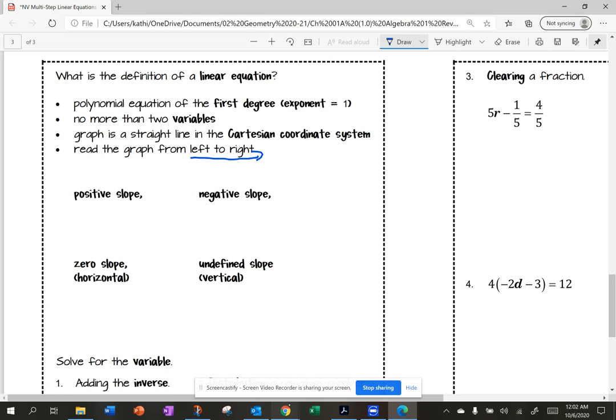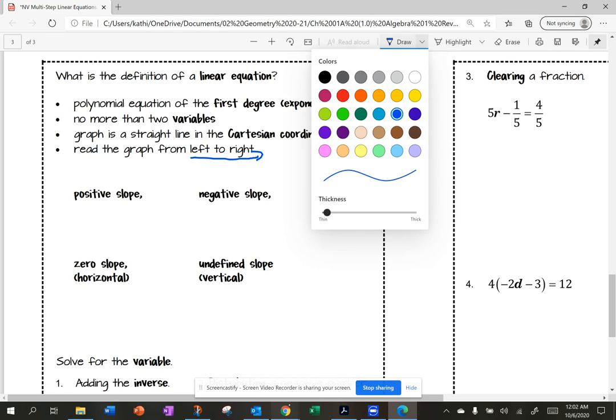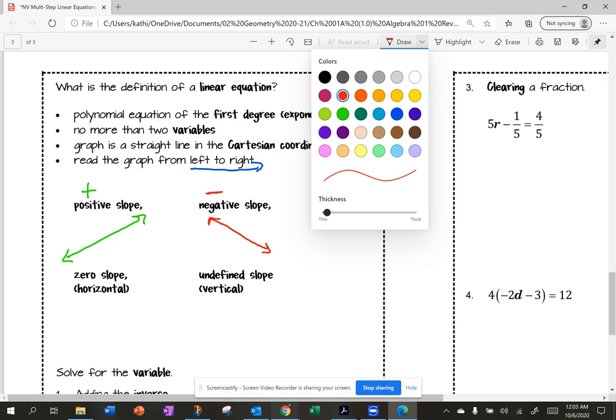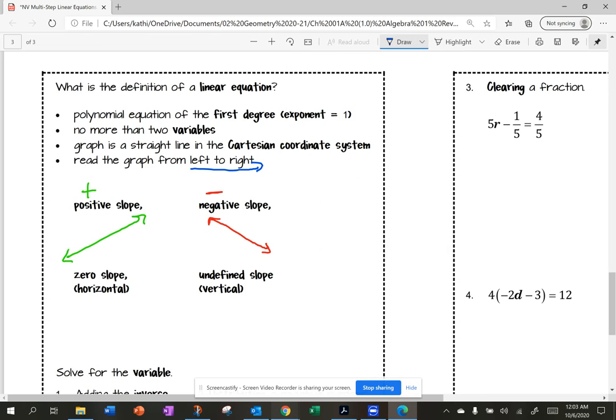I need to recognize that a positive slope increases as I move to the right. A negative slope decreases as I move to the right. A zero slope is horizontal. And an undefined slope is a vertical slope.